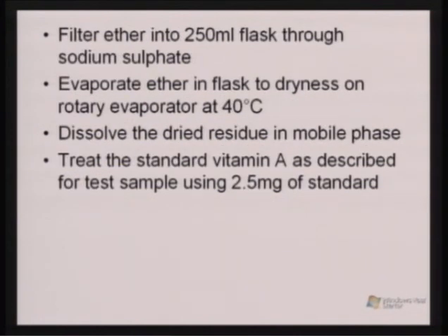Filter the ether into a 250 ml flask through sodium sulfate. While filtering, pass the ether through a sodium sulfate layer, so that any trace of water remains with the sodium sulfate and the resulting filtrate of ether is water free. Then evaporate the ether in the flask to dryness on a rotary evaporator at 40 degrees centigrade. The temperature should not be more than 40 degrees centigrade.